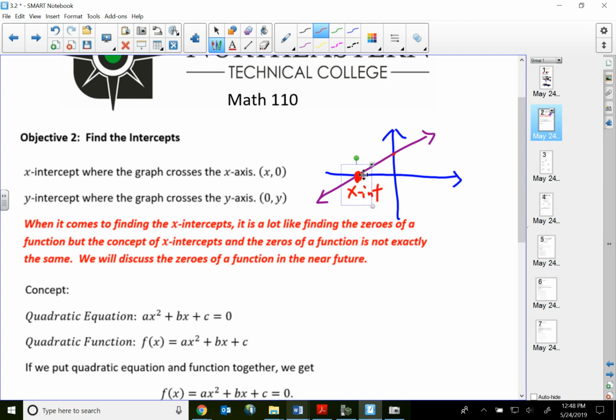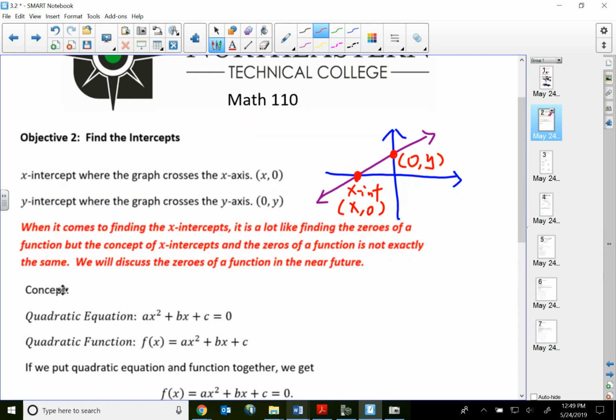The x-intercept is where we're going to find x when y is 0. So in order to find the x-intercept, we're simply going to substitute 0 for y so we can find the x. The y-intercept is where the graph crosses over the y-axis. That means I have to find the y value when x is equal to 0.